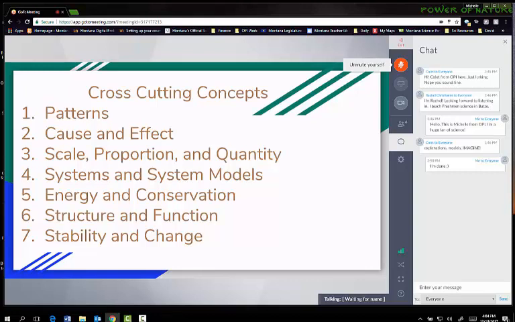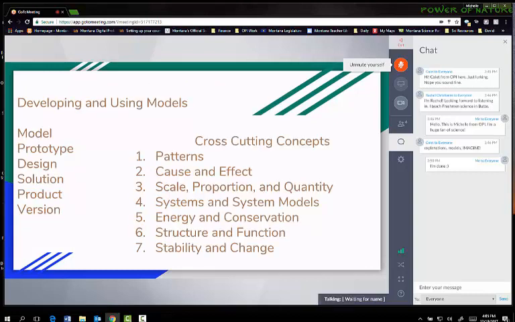Does it model the structure and function really well with an analogy, but fall short in scale, proportion, and quantity, or vice versa? And just looking at it through all of the different lenses of cross-cutting concepts, or focusing on a couple, can be very powerful as well.